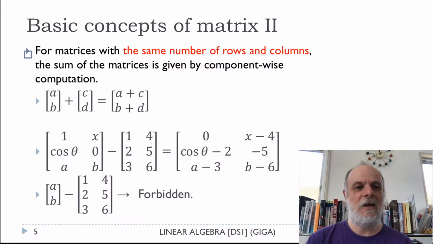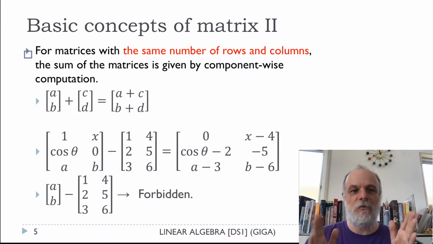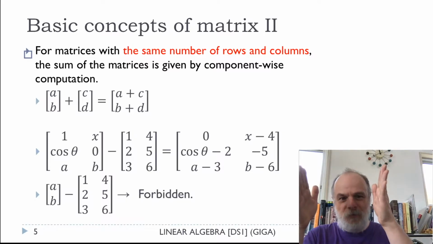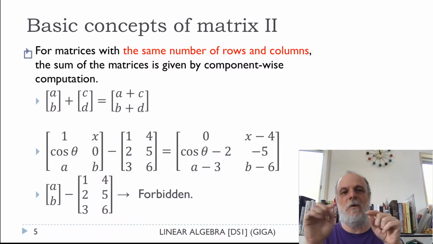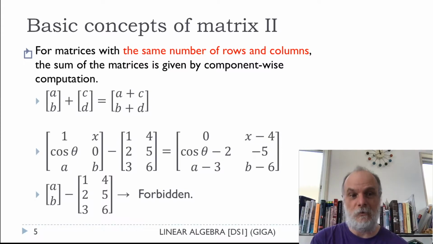You can see here that the first example I've given is adding the column vector AB and the column vector CD, and that gives you also a column vector where the first entry is A plus C and the second entry is B plus D, just like we did when we added vectors. So what we're doing here is we're going to generalize the addition of vectors to matrices.